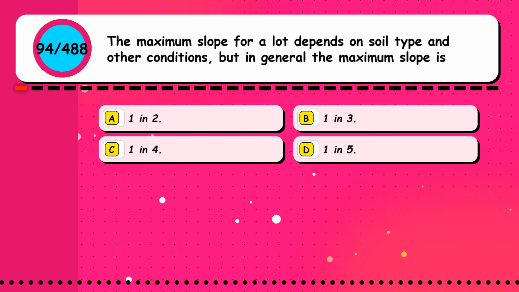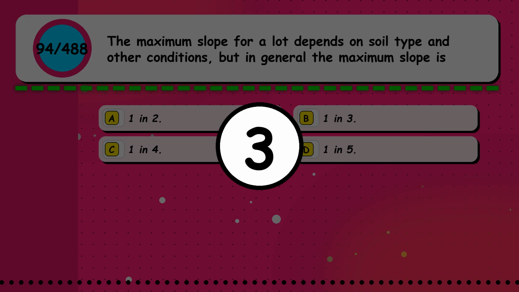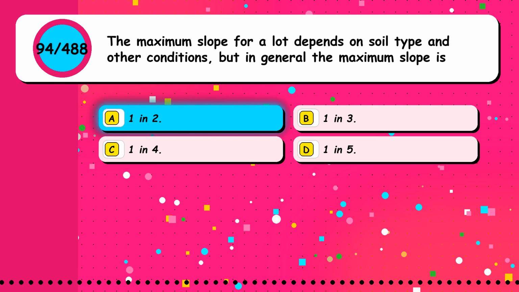Question 94. The maximum slope for a lot depends on soil type and other conditions, but in general the maximum slope is: Option A, 1 in 2. Option B, 1 in 3. Option C, 1 in 4. Option D, 1 in 5. The correct answer is option A, 1 in 2.